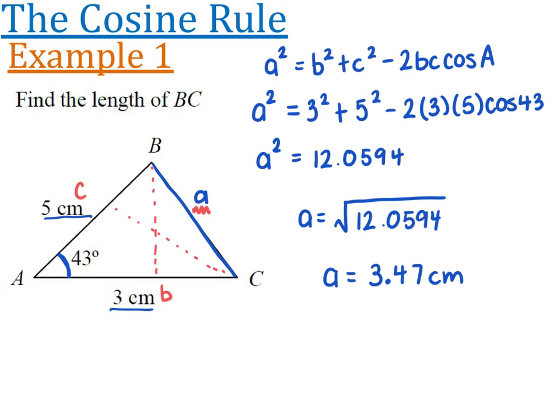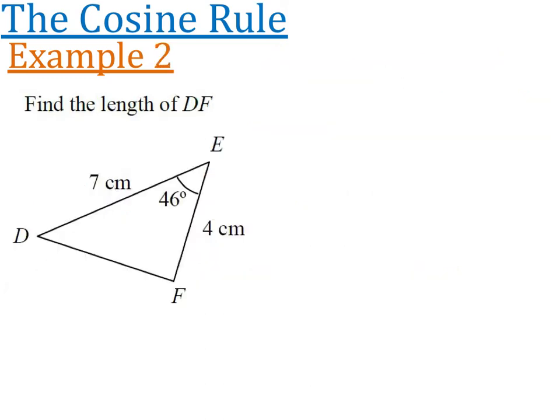Like I said, this triangle was labeled really nicely for that. I'm going to show you another one where it's not labeled quite as nicely, and I'm going to show you how I get around that. All right, here we go. Example 2. Same idea, but different letters. I'm going to show you how I get around the letters this time.